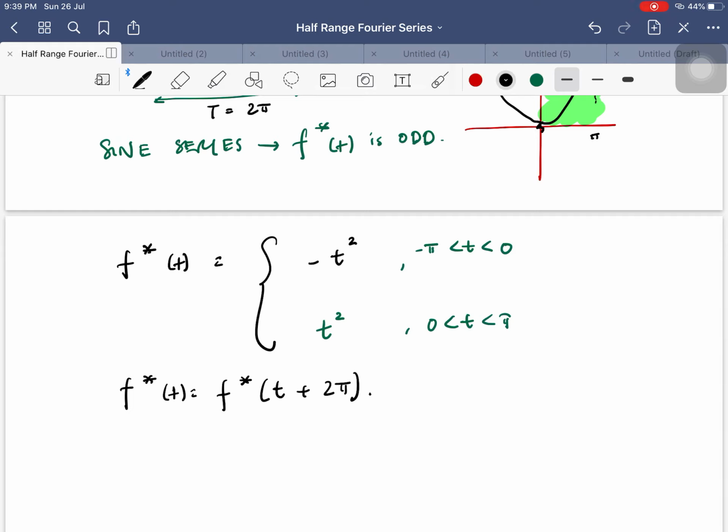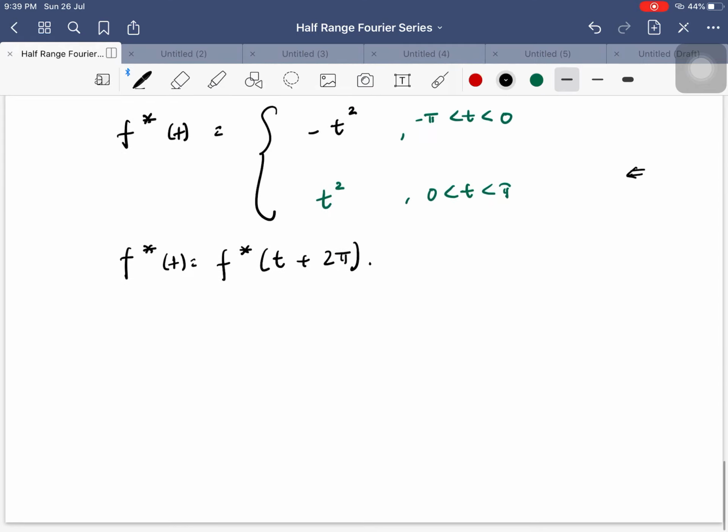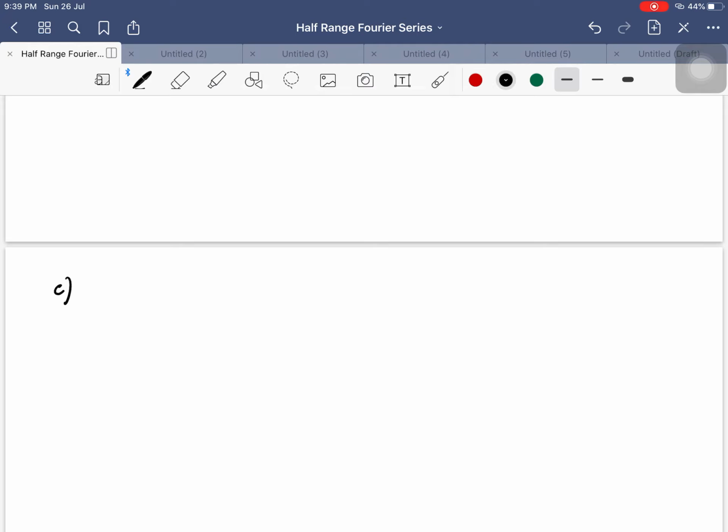And remember, you have to make this right because there are certain questions for which your calculation is going to depend wholly on the function that you have written. Okay, so now for the case of C, I'm going to start doing the calculation. So f star t is actually an odd function. So a0 and an are both going to be 0. So now all you have to do is the calculation for bn.